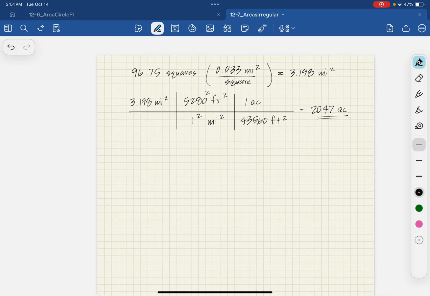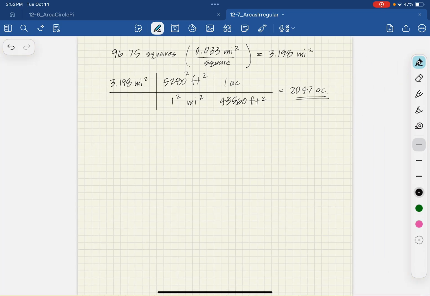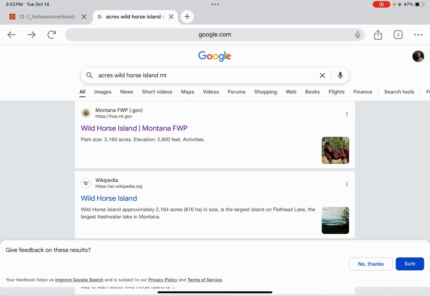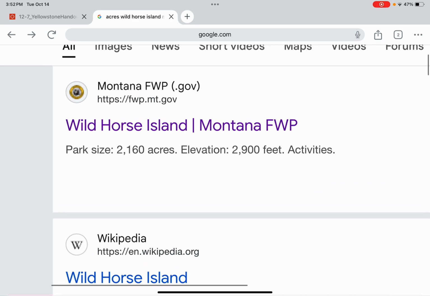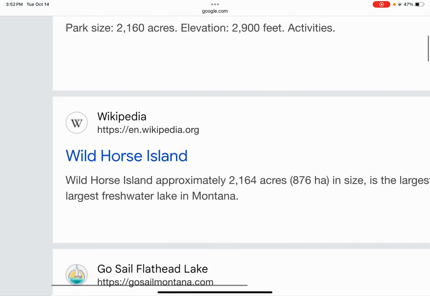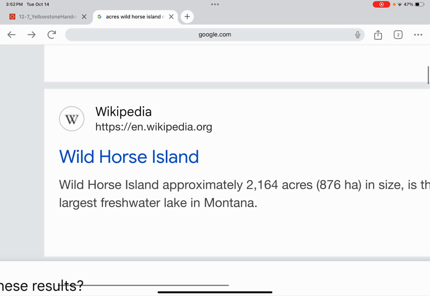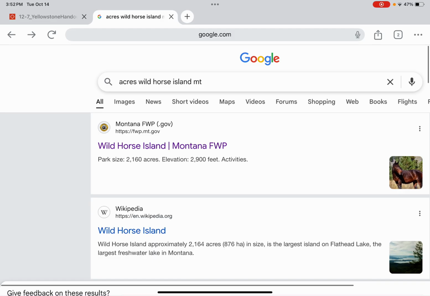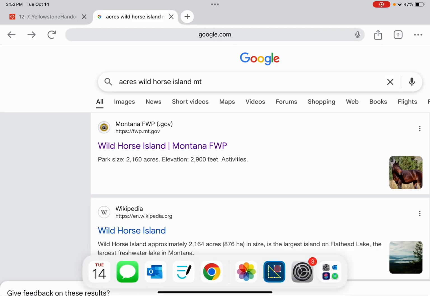It's a healthy size island if you have a sense of what an acre is. Let's go ahead and see what Google says. I think I already had this pulled up. Yeah, so it turns out the park site is about 2,160 acres if you go by FWP, 164 if you go by Wikipedia. And of course, these are estimates, right? Somebody used GIS to make estimates here, but we have an estimate ourselves, and it's pretty darn close to what they were.